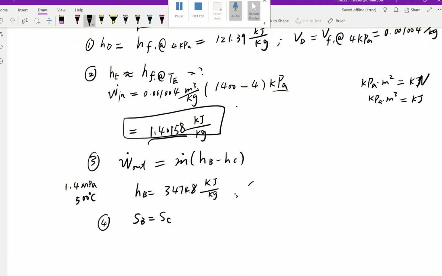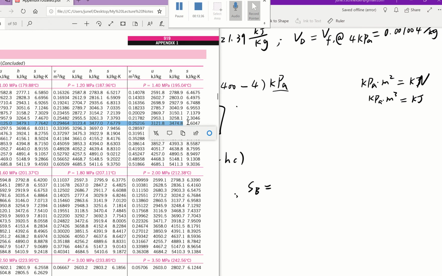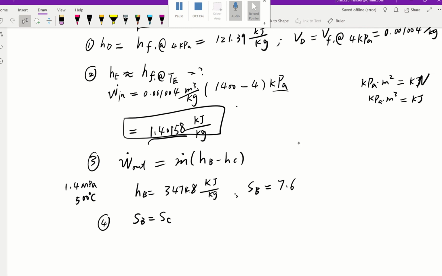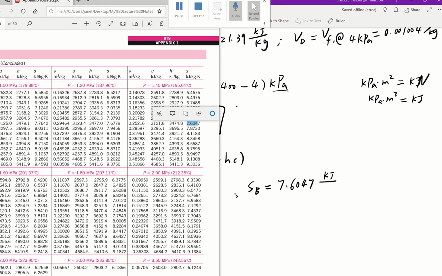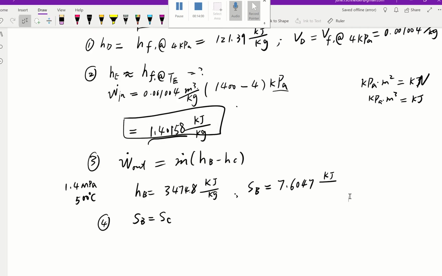So I'm going to go back to find my SB in the same superheated table. My SB at 1.4 and 500 degrees Celsius will be this value, 7.6047. That's going to be our entropy, and that has a unit of kilojoule per kilogram per Kelvin. Knowing that, we know our SC will share the same value.